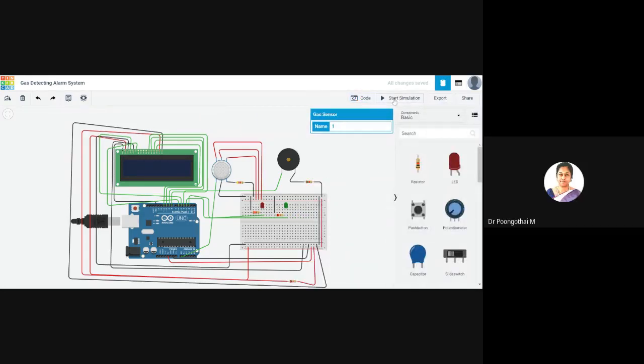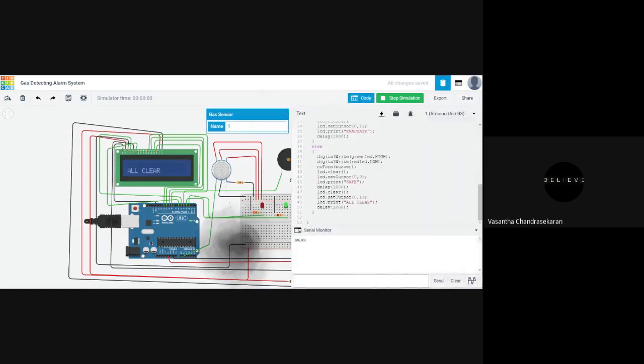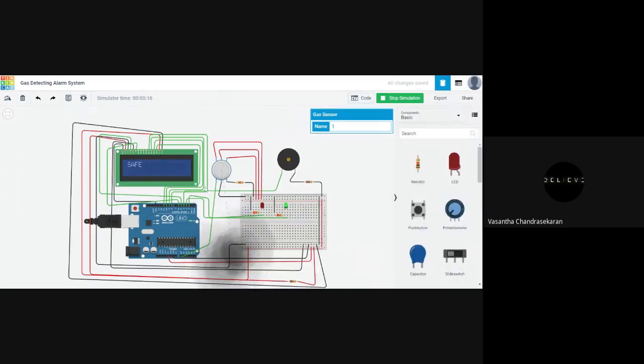So I'll simulate it. Whenever you can see that in the serial monitor, the value is 306. Whenever the concentration of gas near the sensor is below the threshold value of 400, we can see that the green LED glows, and the safe and all clear message is displayed in the LCD. Whenever the concentration is high, close to the sensor, we can see that the buzzer buzzes along with a red LED glowing, and also the alert and evacuate message.